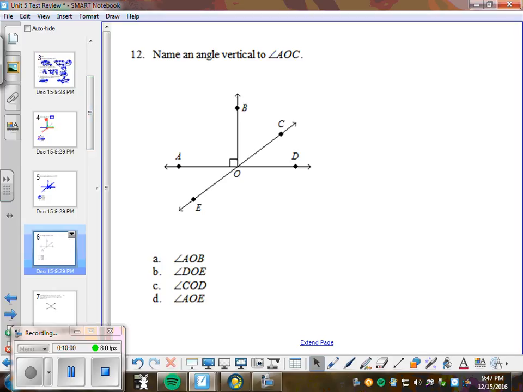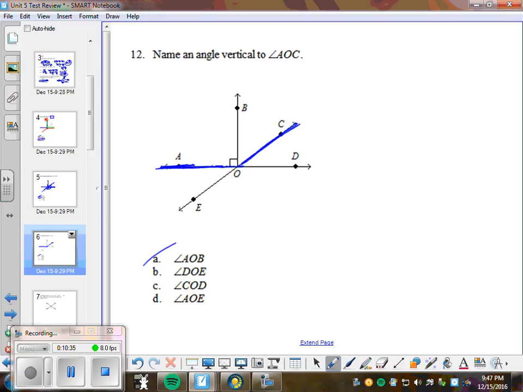Number 12. Name an angle vertical to AOC. All right, we've got AOC. Now, AOB would be that angle. And that's part of AOC, so that's not vertical to it. So I'm going to erase that. Okay, so not AOB.